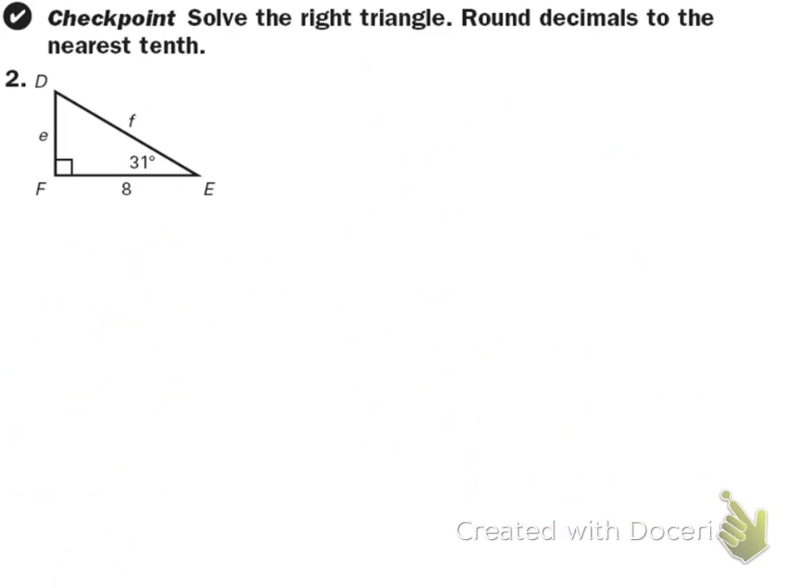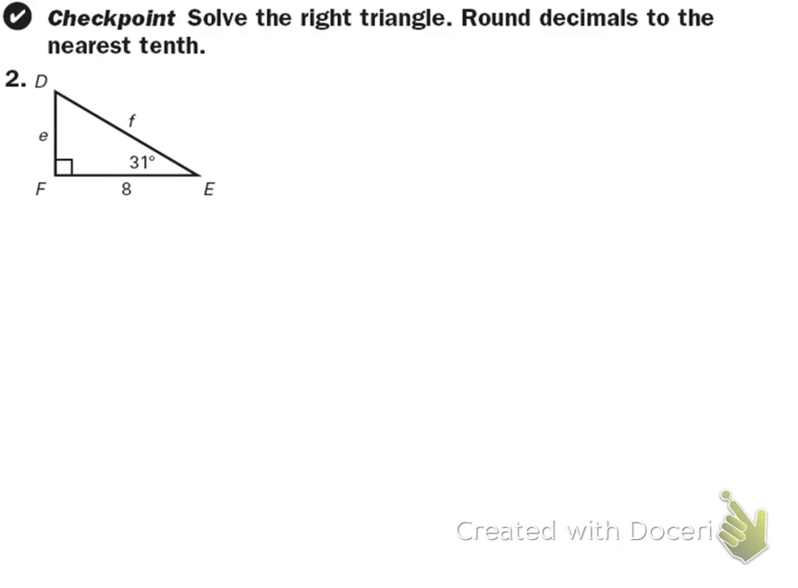In this next example, notice that we only know one side length. We only have the measure of this side, FE, and that we know this acute angle, angle E. What we want to find is how much is angle D. Find the measure of angle D and find sides E and F. Let's start by finding the measure of angle D.